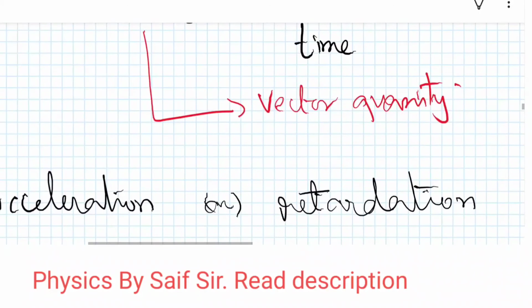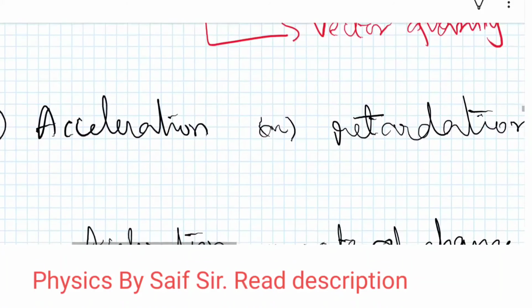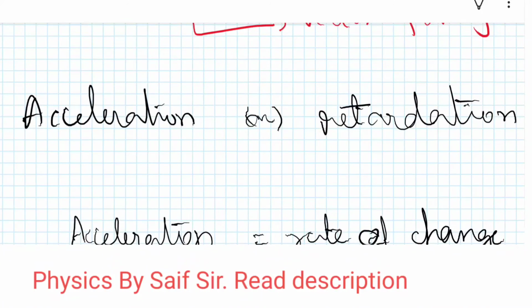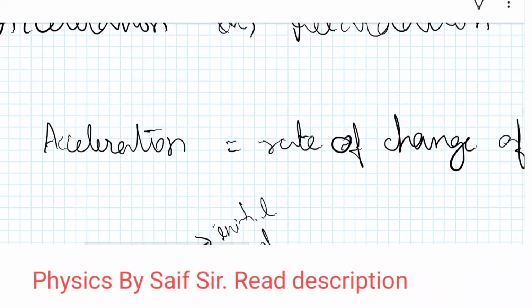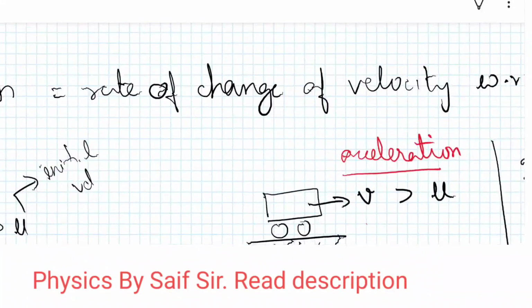Now coming to the third parameter, that is acceleration or retardation. The rate of change of velocity with respect to time is acceleration. If it is increasing, that is acceleration. If it is decreasing, then it is retardation. So acceleration is the rate of change of velocity with respect to time.